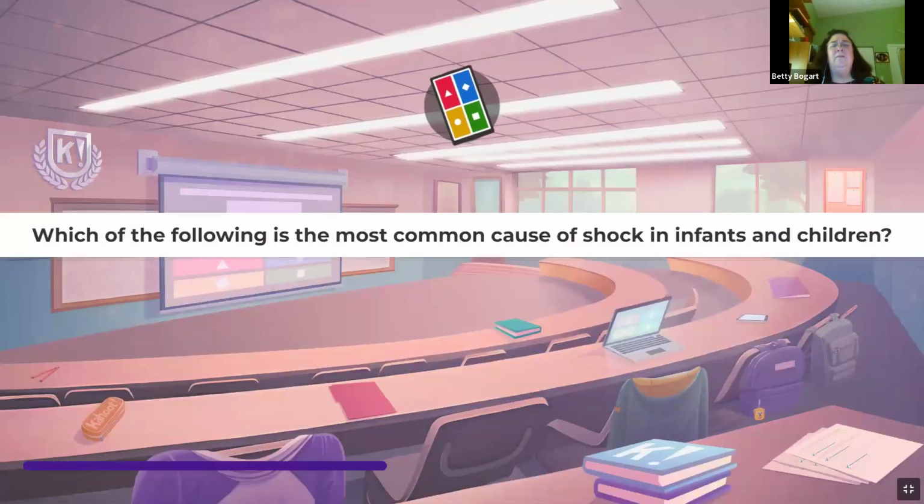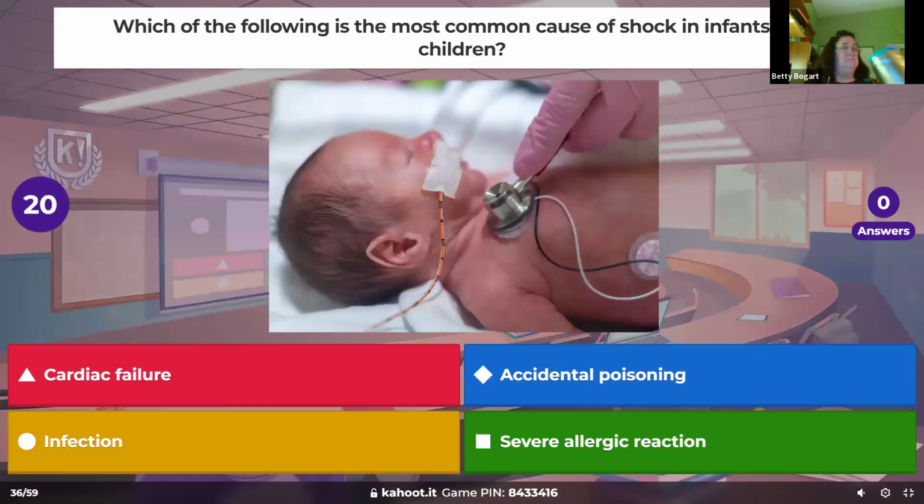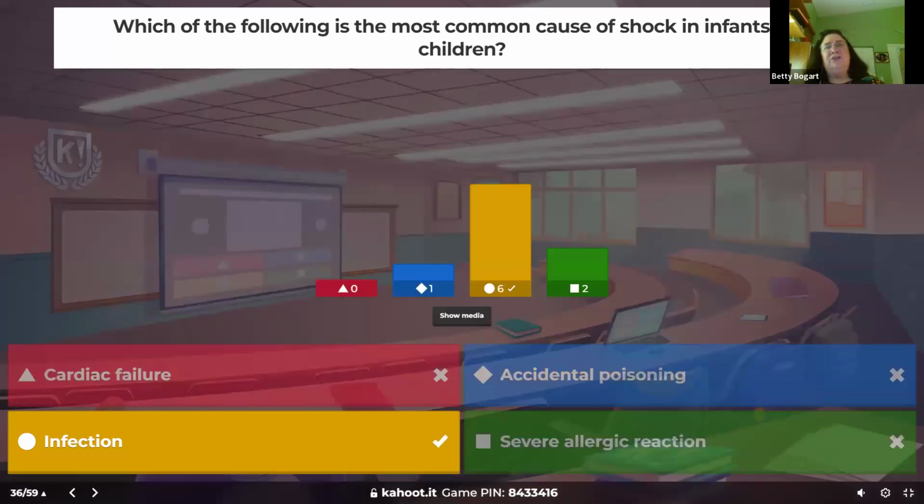Which of the following is the most common cause of shock in infants and children? You know, infants, they don't have an immune system, right? So one of the big things that occurs with them is they get infections, right? And it does go overwhelming. So if we're starting to see signs of it, we need to treat it immediately. Infection.